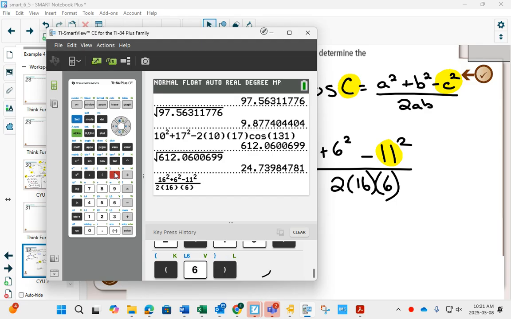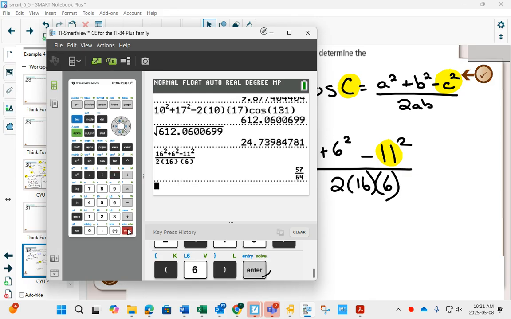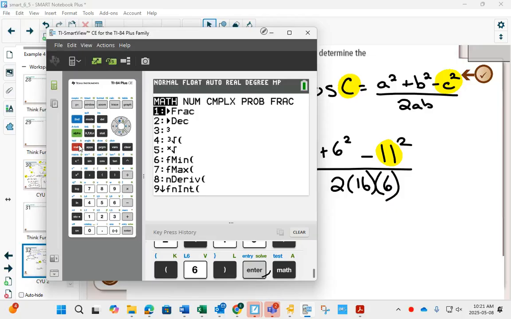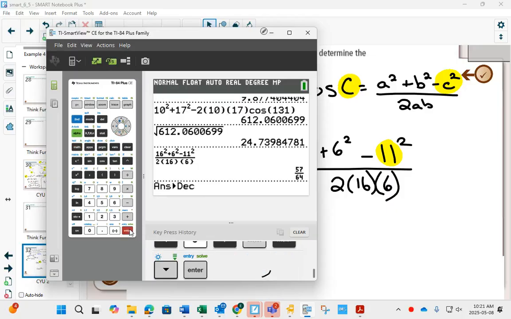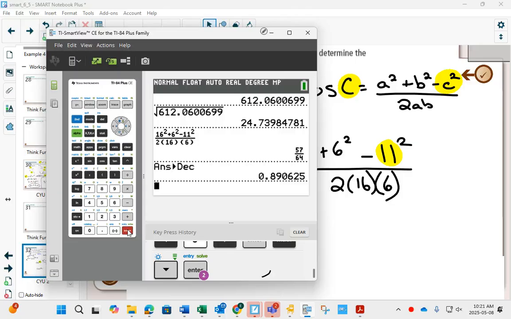If your calculator skills are up to date and you push enter, you should get, I'm going to change that to a decimal, 0.890625, or if your calculator does make it a fraction, you get 57/64. I'm going to write that down.